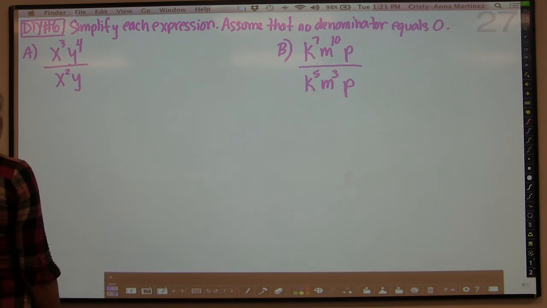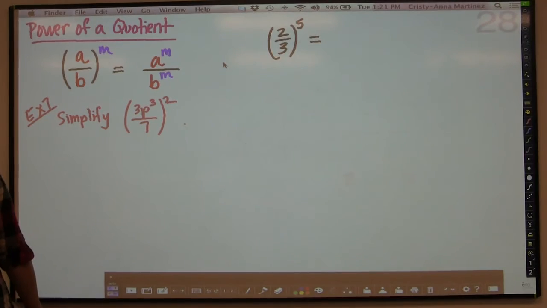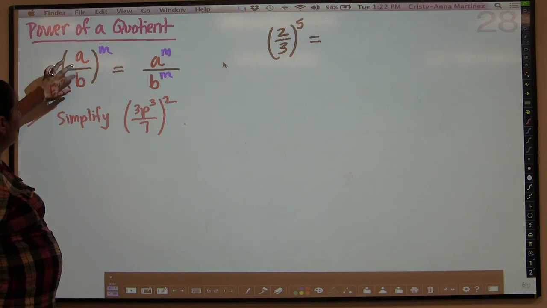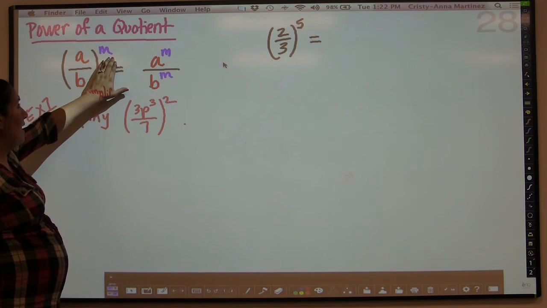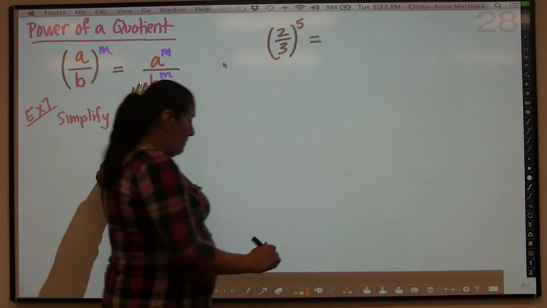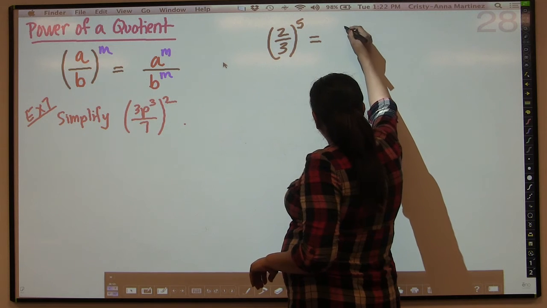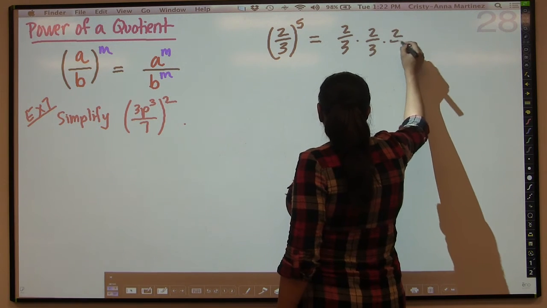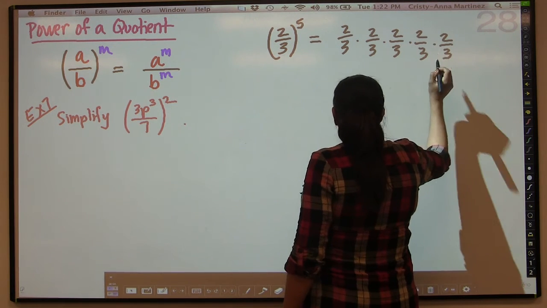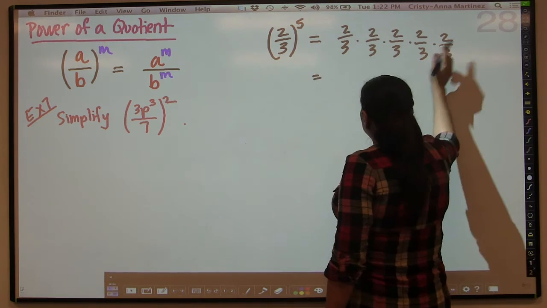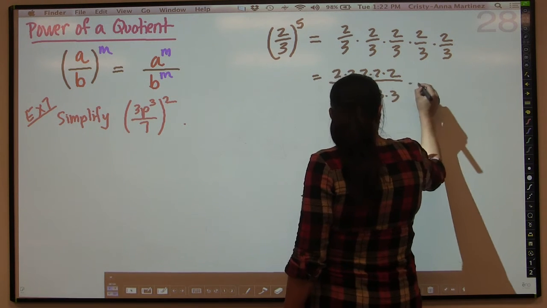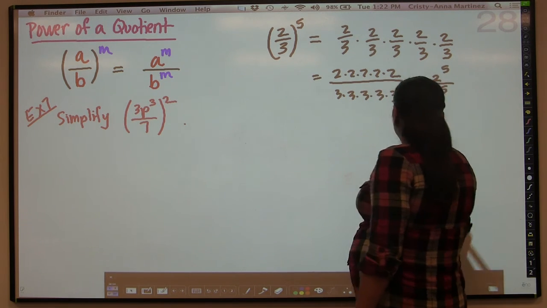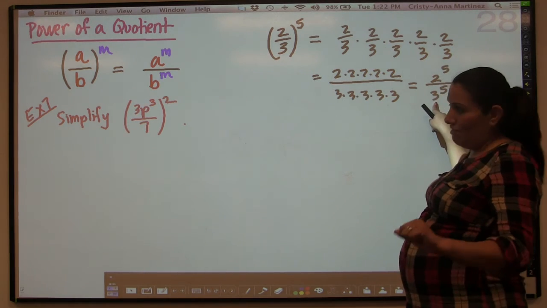Now you can try these in a very similar fashion. And then we go on to the power of a quotient. The power of a quotient is much like the power of a product. It's pretty much the distributive property. So you're dividing two different bases. A and B are not the same, but they're inside the parentheses and then raised to the m power. So basically that means you can distribute the m, the exponent, to both A and B, which is what we see here. As our example over here, this would be 2/3 times 2/3 times 2/3 times 2/3 times 2/3. But we know that when you multiply fractions, you can just multiply across. So really what we have is 2 times 2 times 2 times 2 times 2 over 3 times 3 times 3 times 3 times 3, which is really 2 to the 5th power over 3 to the 5th power, which is basically distributing the 5 to both the 2 and the 3. So you can see how that works.